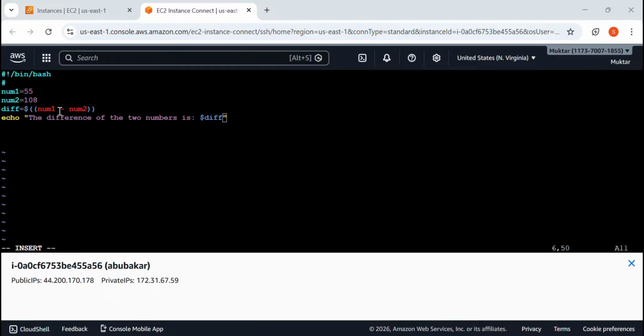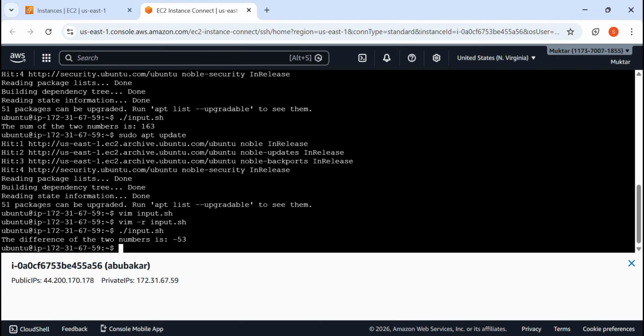Inside the double brackets, num1 minus num2, that is 55 minus 108. Now 55 minus 108 is going to give us a negative number because we are taking a bigger number away from a smaller one. So you guys are going to see it. The difference between addition and subtraction is just one thing: the addition is sum, while the subtraction is diff. Let us check out what the answer is going to be.